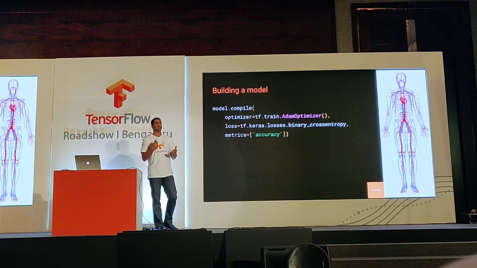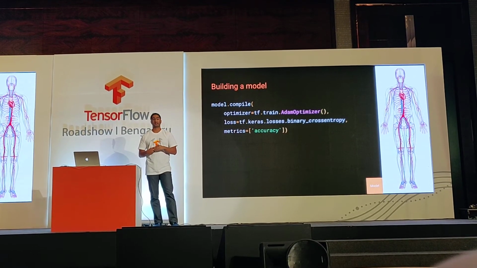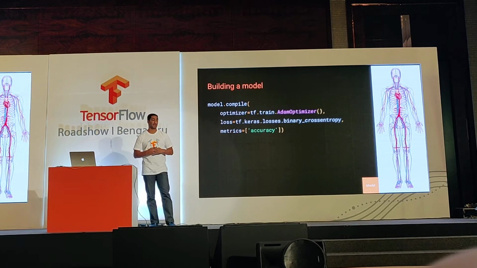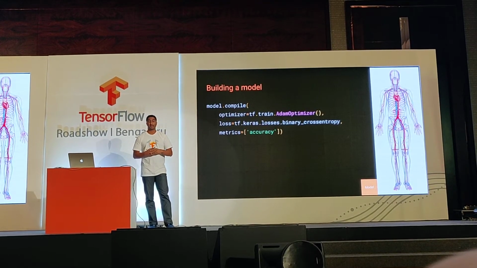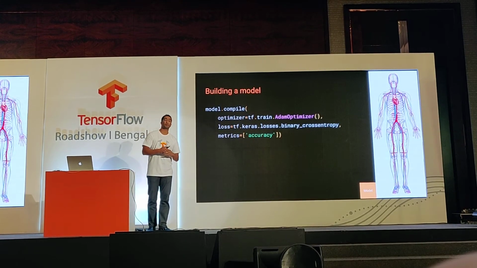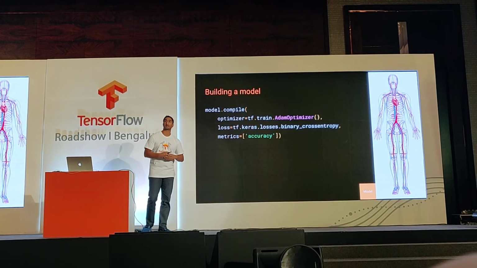So now we need to choose an optimizer and a loss function that tracks how well our model is performing. So I've chosen the binary cross entropy loss and the Adam optimizer. And TensorFlow supports a lot of different optimizers and loss functions, so all you have to do is just change them and plug and play.